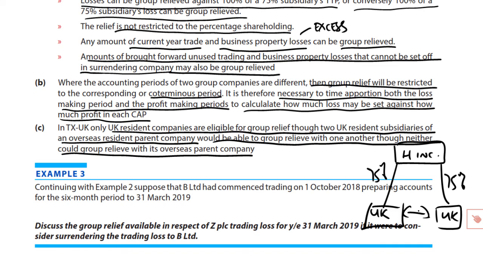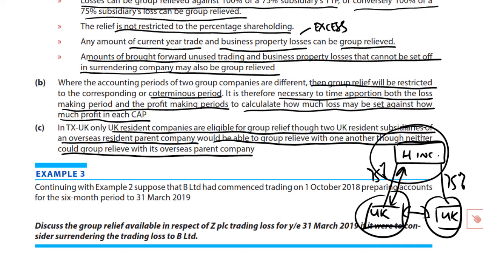What neither can do is surrender a loss from a UK company to an overseas company or vice versa. There are limitations to that statement that I've just made, but they are beyond our particular syllabus. We do not group relieve. And in fact, in reality, it is very unlikely that you'd be able to group relieve between an overseas company and a UK company. But as these two companies are both UK resident, and they are both within the same 75% group, even though their parent company is non-UK resident, it doesn't matter. The two UK companies are able to group relieve.